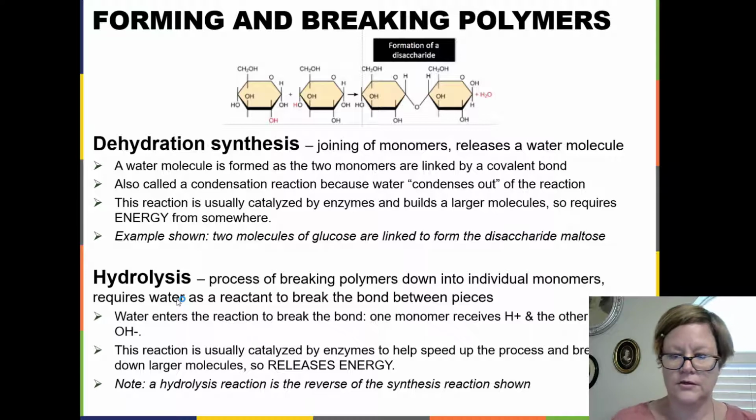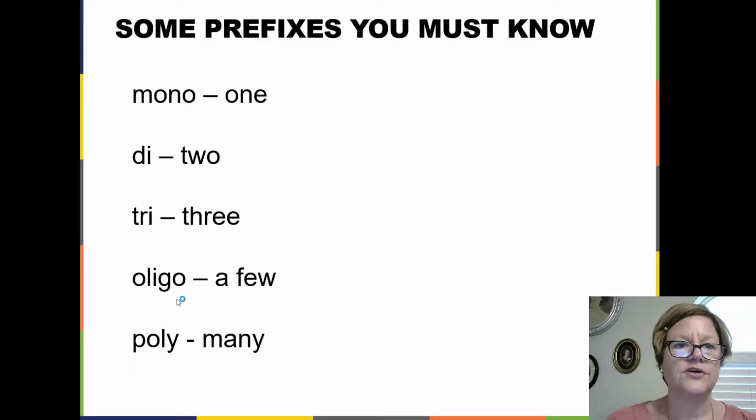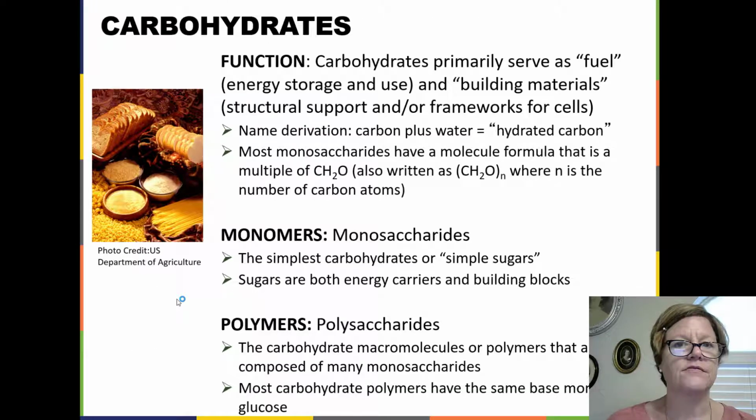All right. So some prefixes you have to know. Mono is 1, di is 2, tri is 3. Oligo, you'll see that occasionally, means a few. And poly means many. All right, so just some terminology I want to make sure you know.